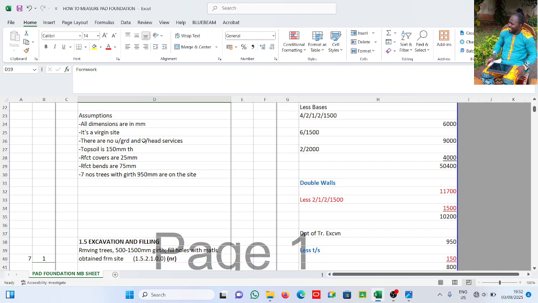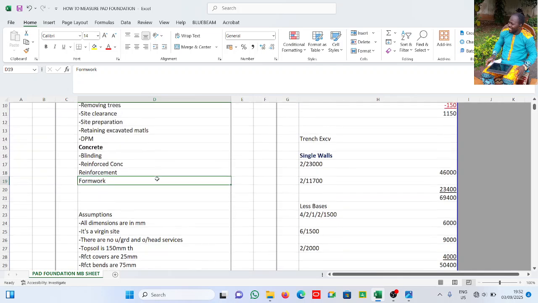holistically speaking. All right, then of course topsoil is 150 mm, but if it is not stated, you just state an assumption. Then reinforced concrete covers 25 mm. If it is stated, use what is stated. Or if it is not stated, then bending 75 mm. If it is not stated, you assume. Then we assume that there are trees there, say 7 number trees with this particular gate. That's the way it is in the BESMM4R.